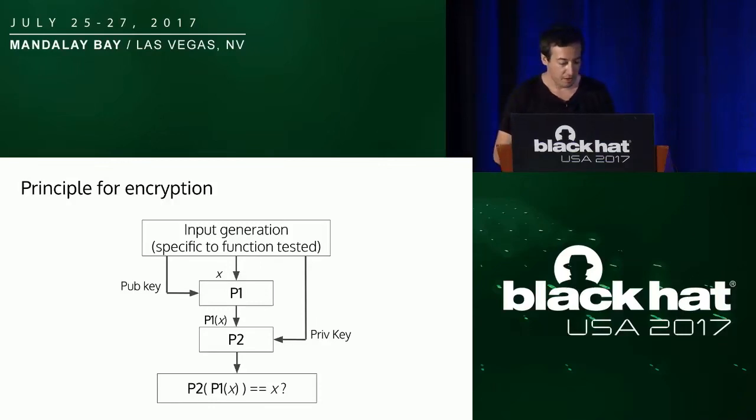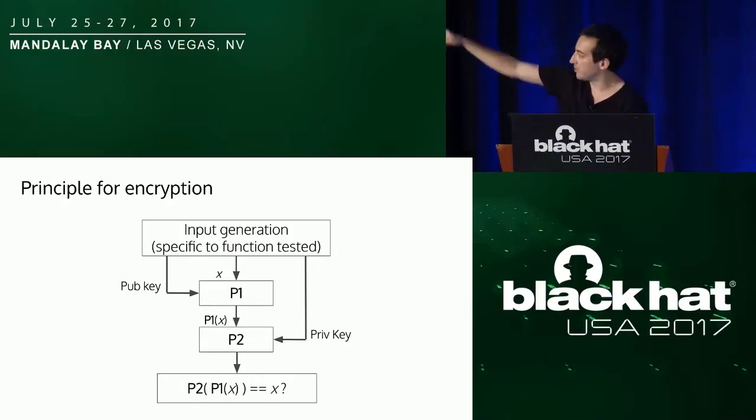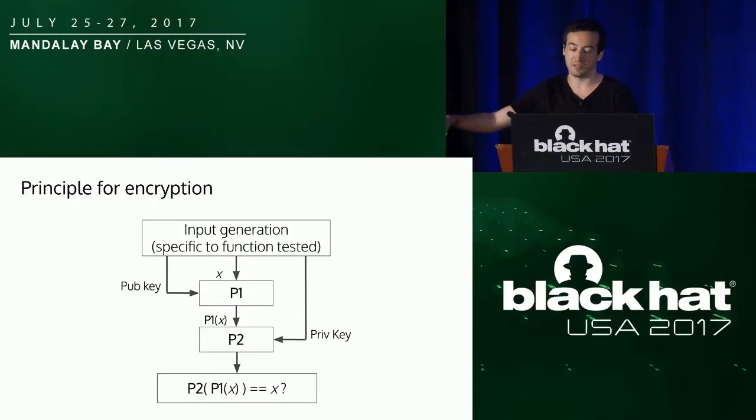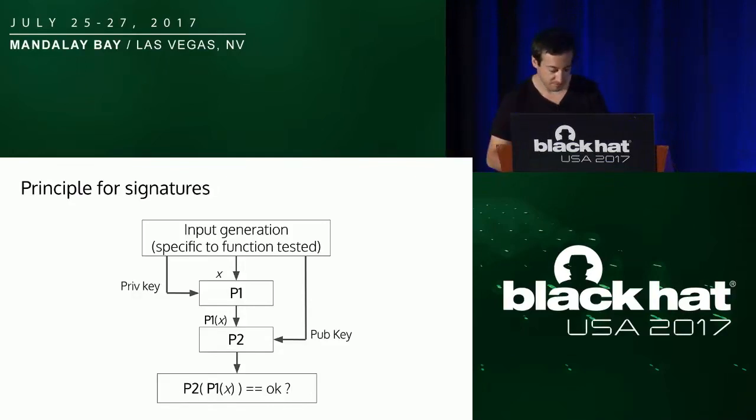That's pretty simple. It's a bit less simple for encryption. Here the input generation is not just a message, it's a message plus a public key plus a private key that matches the public key. So P1 and P2 in this case are not doing the same thing. P1 is encrypting the input X, and P2 will decrypt. You encrypt using the public key, and you decrypt using the private key. And at the end, you want to check that after decrypting the ciphertext, you get the same input that you started with. For signatures, it's pretty much similar. You get a message, and at the end, you want to check that your signature on this message is valid.